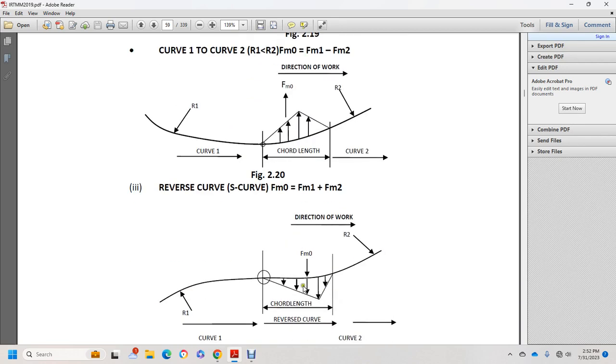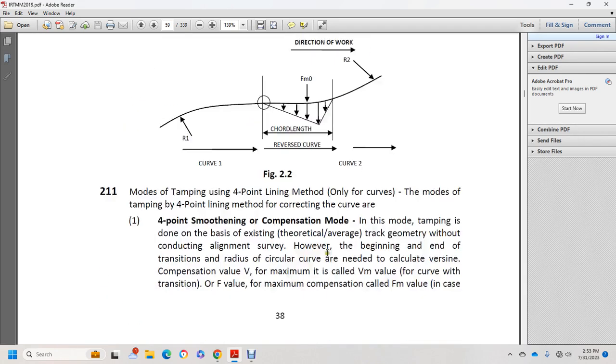Reverse curve, S curve: FM is equal to FM1 or FM2 with the curve 1 radius. Chord length of the reverse curve FMO, radius of curve 1 and curve 2.